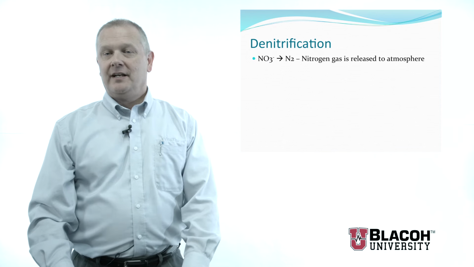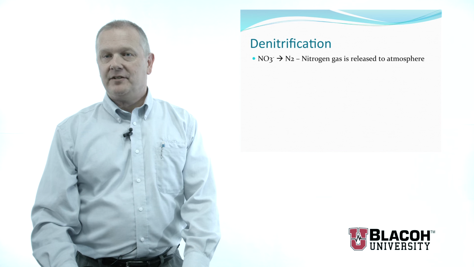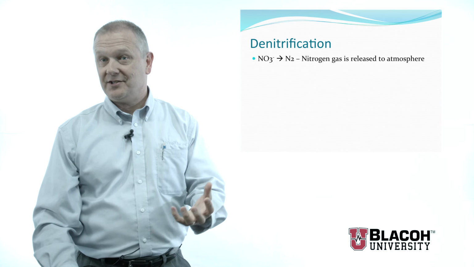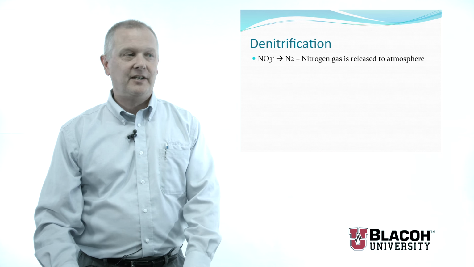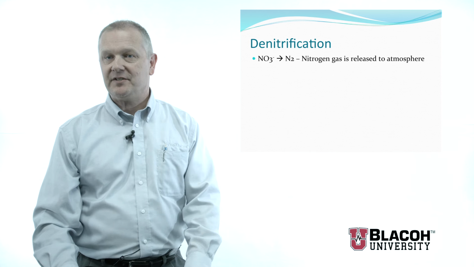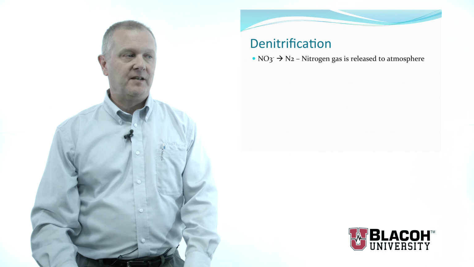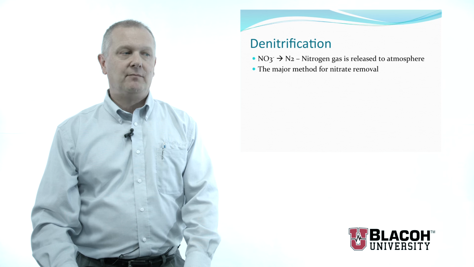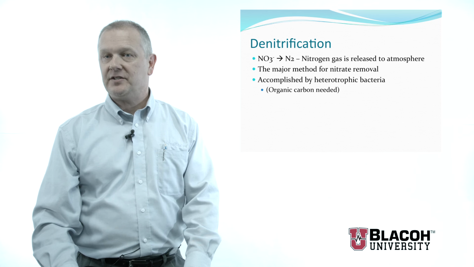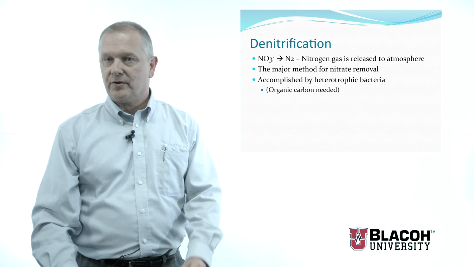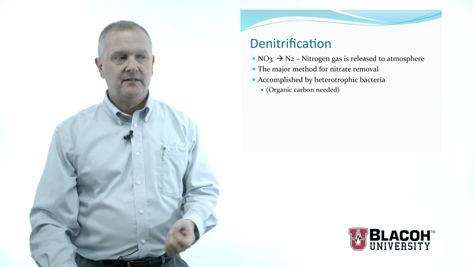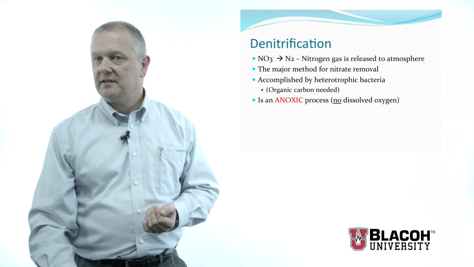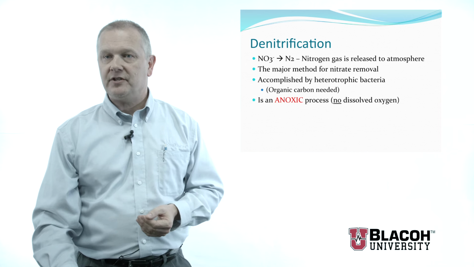The last stage in ammonia removal we call denitrification. And remember, this is the conversion of nitrate, or the fertilizer form of nitrogen, into nitrogen gas, which is then just released to the atmosphere. This is the major method for removing nitrate in wastewater, and it's accomplished by heterotrophic bacteria. That is, bacteria that use organic carbon as their food source, but it's an anoxic process. That is, there is no dissolved oxygen.